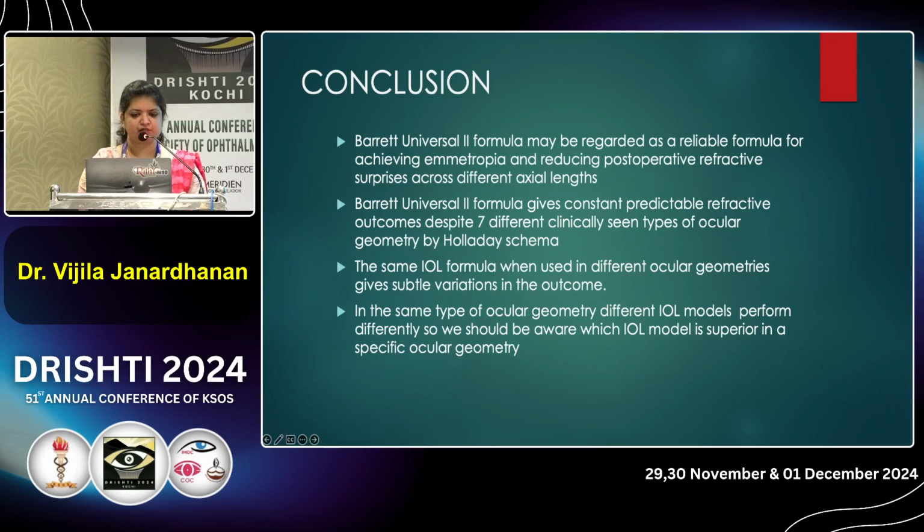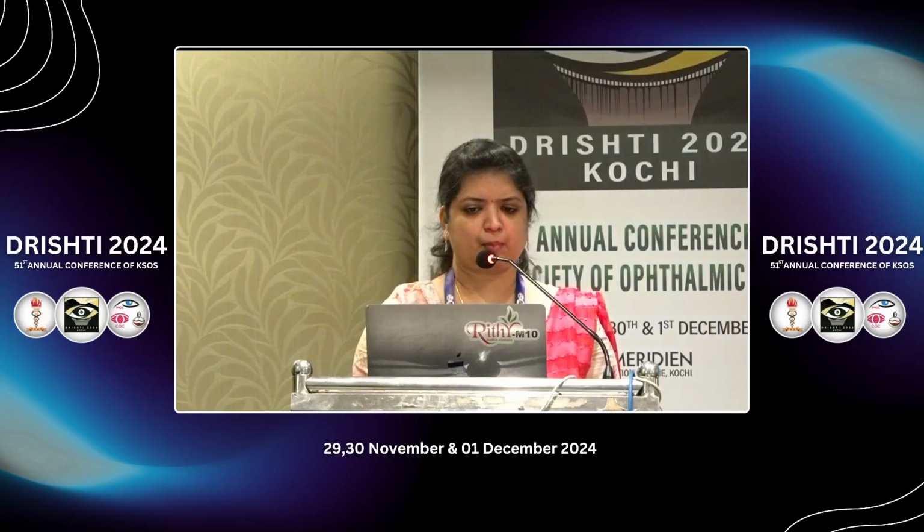And the formula also gives constant predictable refractive outcomes despite 7 different clinically seen types of ocular geometry. The same IOL formula, when used in different ocular geometries, gives subtle variations in the outcome, and in the same type of ocular geometry, different IOL models perform differently. So we should be aware which IOL model is superior in a specific ocular geometry. Thank you. So for references.